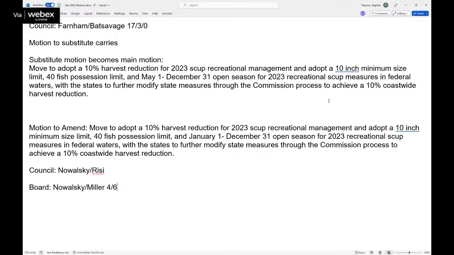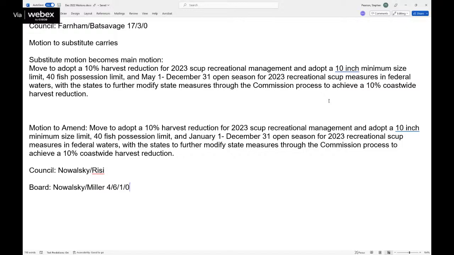Any abstentions? Potomac River Fisheries Commission. Okay, and any null votes? No nulls. Okay, the motion fails at the board, 4 in favor, 6 opposed with 1 abstention.